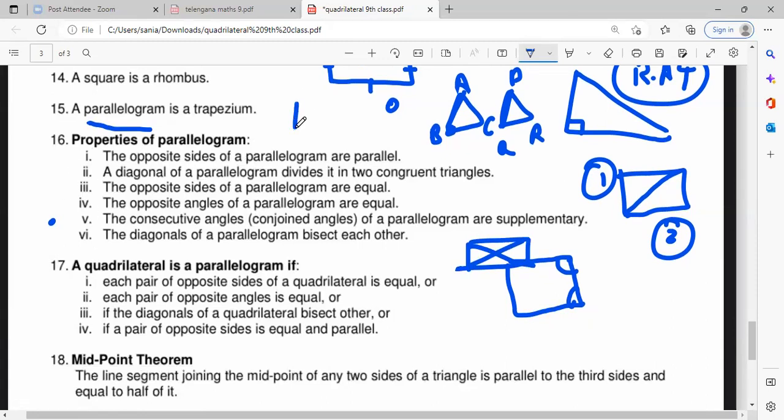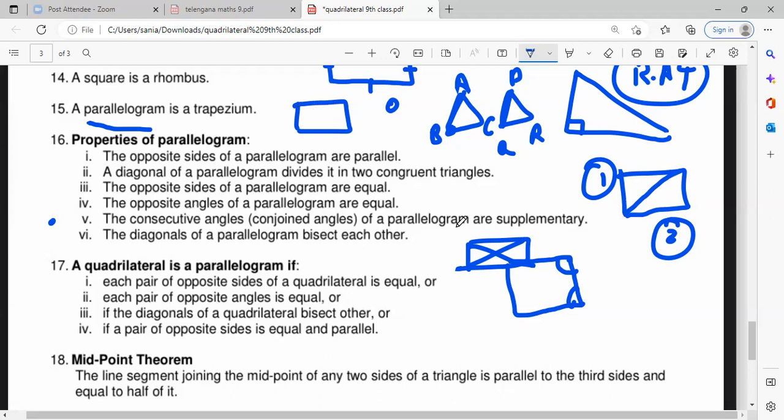For example, I just gave you a quadrilateral, right? And I told you, Isahq, now prove that this is a parallelogram. How will you prove that this is a parallelogram, until and unless you are aware what a parallelogram looks like and what the properties of a parallelogram are? So these are the properties.